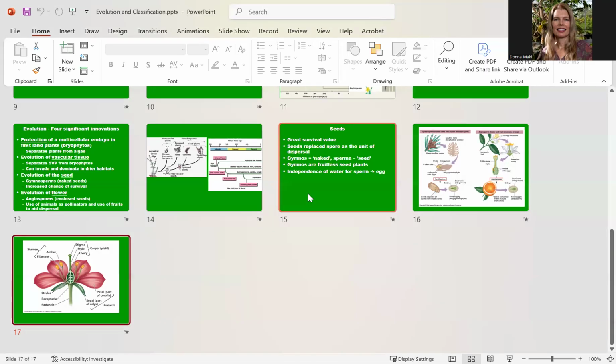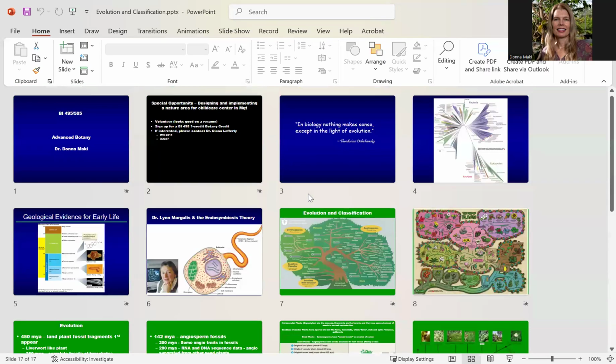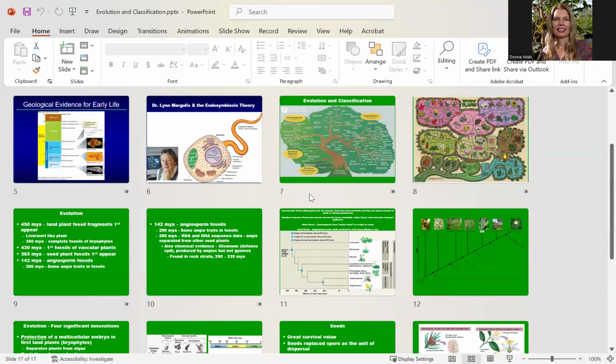Questions on any of the concepts in this or need clarification on anything in here? For the endosymbiosis theory, just kind of knowing the general idea. Yeah, we didn't go into huge detail, but what makes a plant is that additional chloroplast endosymbiosis event.